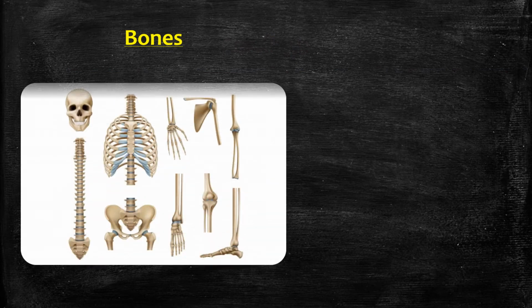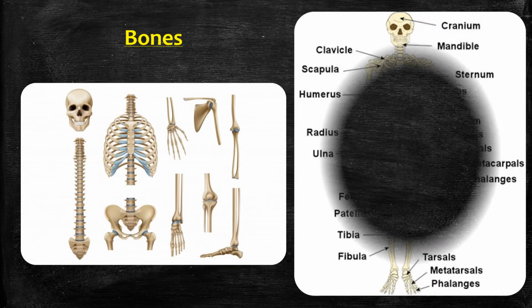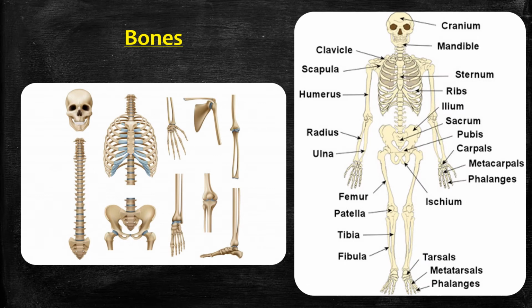Bones. Children, look at these pictures. You can see different types of bones here. Bones are hard and they are not flexible. Bones are made up of mainly two components, that is cells, which are biotic components, and other abiotic components like calcium carbonate, calcium phosphate, minerals and salts. Calcium gives strength to the bones.